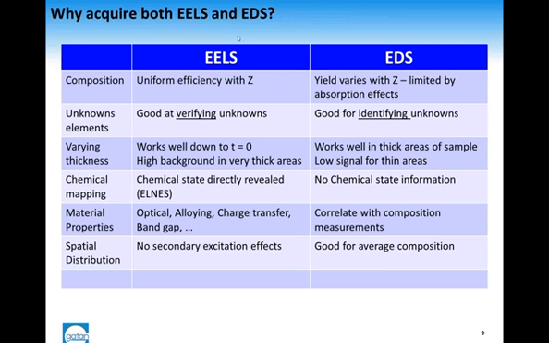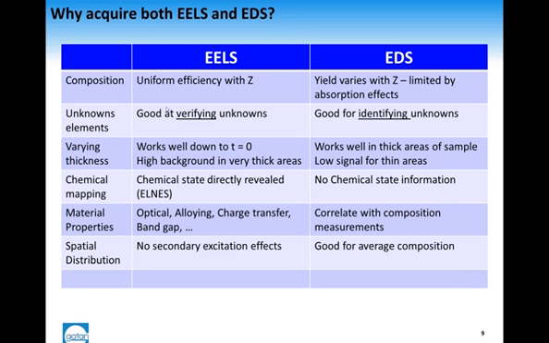So why do we want to acquire both EELS and EDS? If we look at the composition, we can see that EELS these days, with the latest generation of spectrometer, which we'll look at in more detail in the next few slides, has an efficiency that is uniform with Z. Whereas for EDS, the yield varies with Z and is limited by absorption effects. EELS is actually very good at verifying unknowns. We can clearly tell the particular chemical phase in the sample, whereas EDS is good for identifying unknowns.